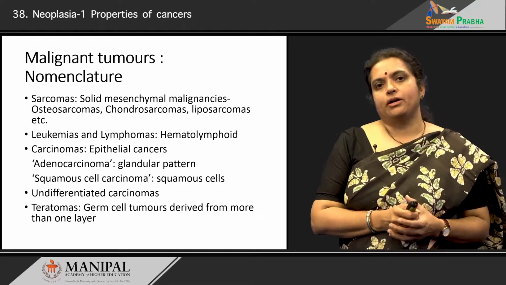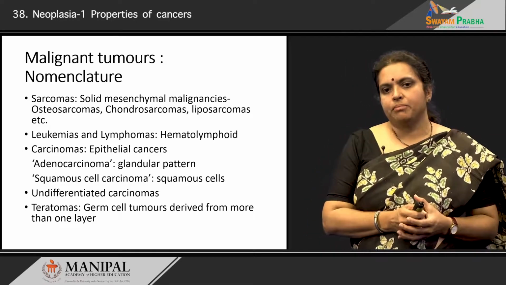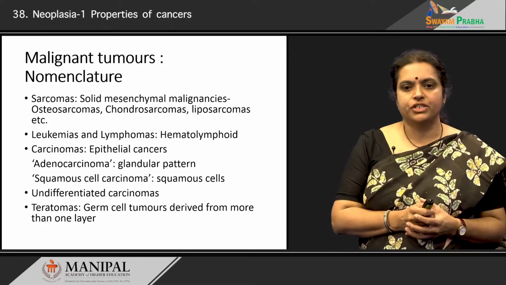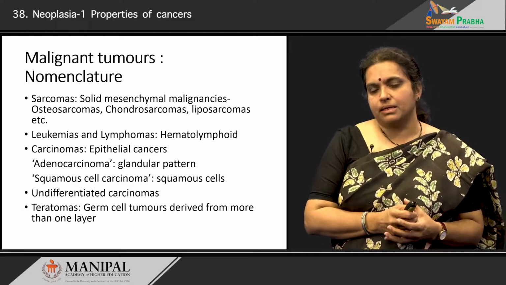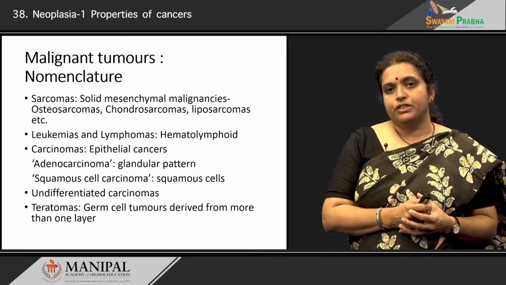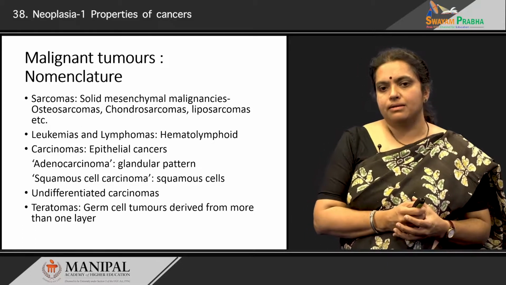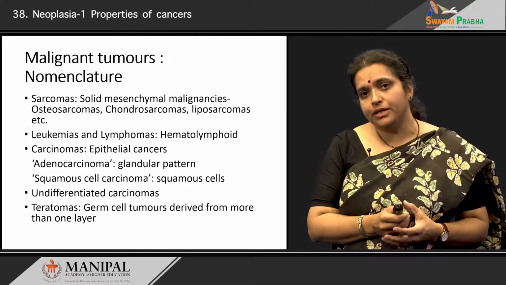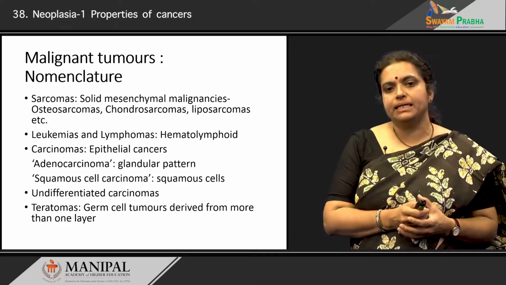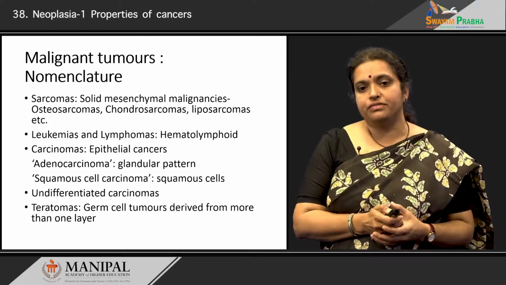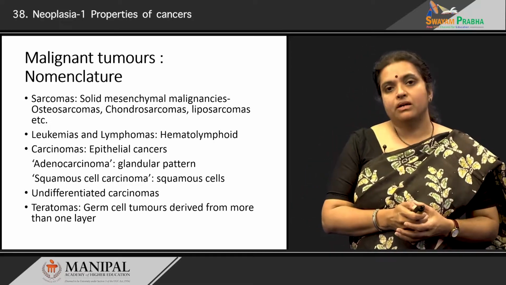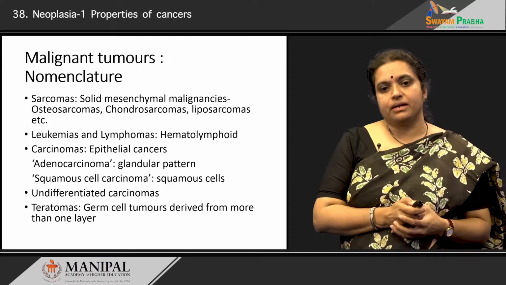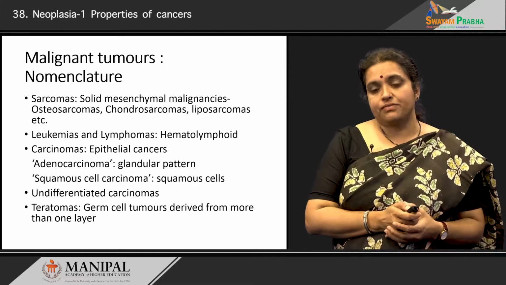When you really cannot make out how it is differentiating, but you know it is arising from an epithelial cell, you just call it an undifferentiated carcinoma. Sometimes you have tumors which you know arise from the epithelial structures, but they do not differentiate either towards adeno or squamous, and they look completely undifferentiated, then you call them undifferentiated carcinomas.